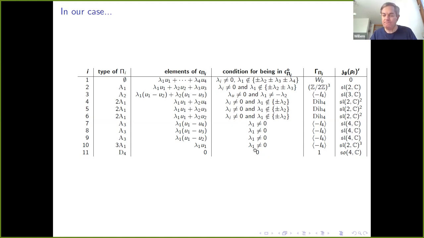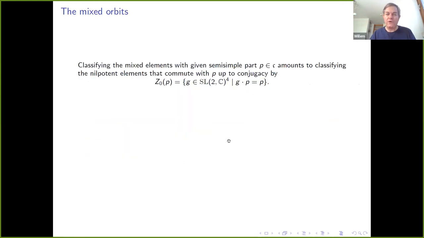Okay. So maybe if you get rid of the last class, which you don't consider, so it's just zero, you get 10 classes of semi-simple elements. So these are then 10 of the infinite classes that we get. Okay. So now we go to the mixed orbits. Mixed orbits are neither semisimple nor nilpotent. So they consist of elements that are a semisimple element plus a nilpotent element, and both these elements commute.